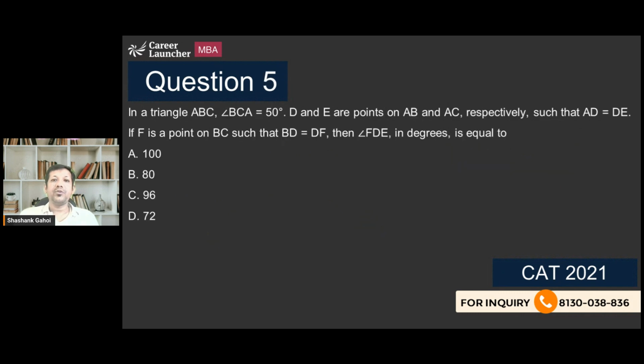Now, let's move on to the next one. In a triangle ABC, angle BCA is 50. And D and E are points on AB and AC. So I am going to draw the triangle. Whenever you have a question on geometry, the first thing you are supposed to do is draw. If you're not drawing, you can't imagine everything, and it is going to put a lot of pressure on your brain, because remembering so many things at the same time becomes a little difficult. So you should just draw everything the question is talking about.